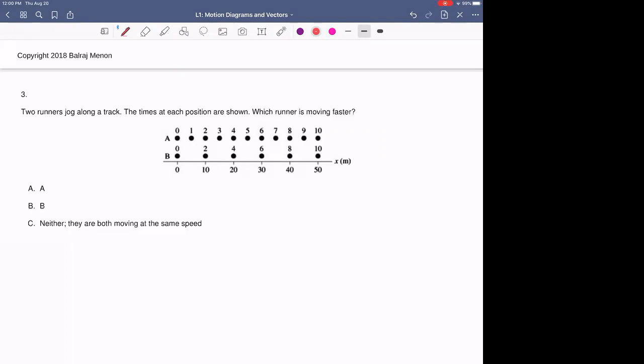Now here, what you're seeing is that the camera taking pictures of runner A is taking two pictures for every one of the camera looking at runner B. In other words, the camera on runner A takes a picture every second, while the other takes a picture every 2 seconds. But you notice that in 2 seconds, the two runners have traveled the same distance. So obviously, in this case, the two runners have the same speed.